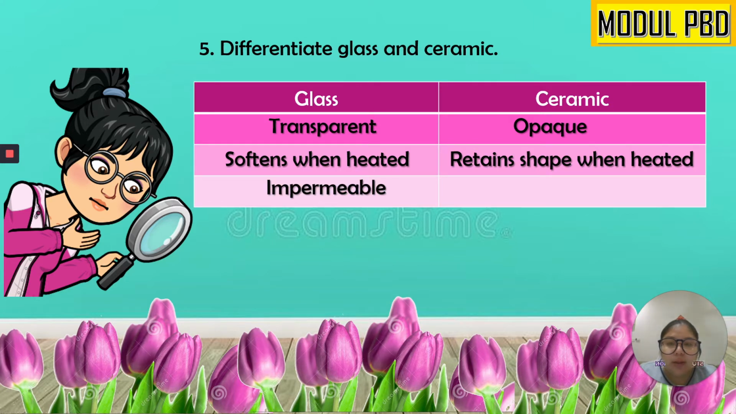The next one, impermeable. Impermeable means liquid or other things cannot go through the glass, and gas also cannot pass through. How about the ceramic? Ceramic is porous. Porous means it has some holes that can release heat or let some air go through. So these are the differences between glass and ceramic.